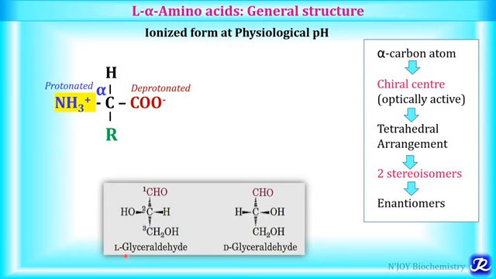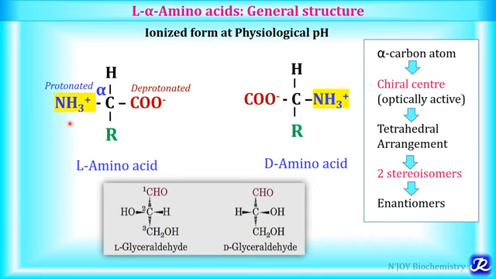So for example, in case of L glyceraldehyde, the hydroxyl group is present on the left side. In D glyceraldehyde, the hydroxyl group is present on the right side. Likewise, in L amino acid, the amino group is present on the left side, and in case of D amino acid, the amino group is present on the right side. It is the L amino acids which occur naturally in all biological proteins, and that's why proteins are polymers of L alpha amino acids. But there are two free D amino acids, D-serine and D-aspartic acid, which have been found to be present in the brain tissues.